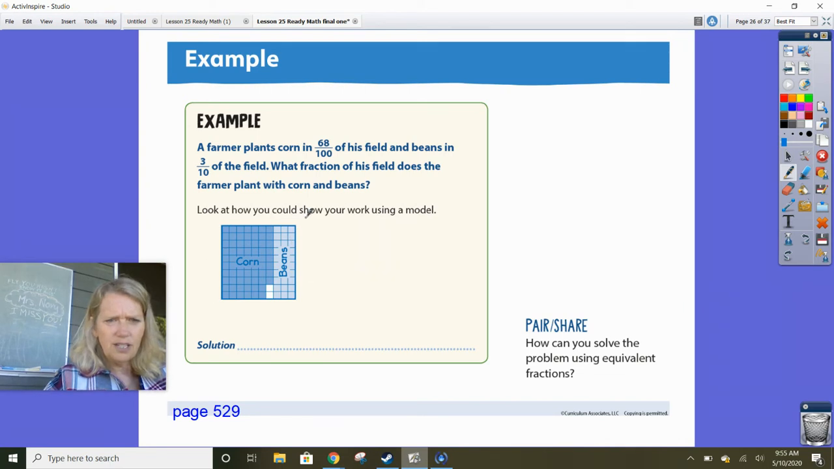Obviously, if it's hundredths, then 3/10 would be 10, 20, 30 for the beans. And then the corn is 68 hundredths. So that's 68 of the little squares.